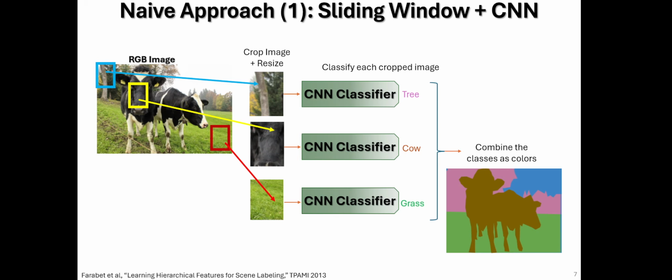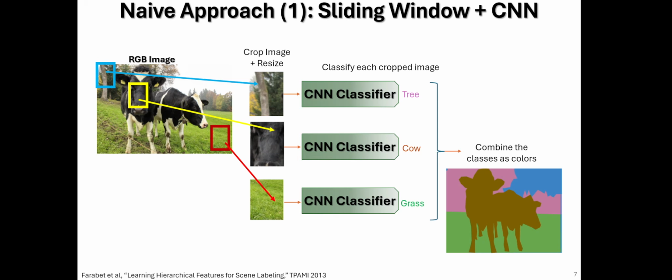So you basically take that crop, pass it through a CNN classifier, and classify it based on the number of segments you desire. For example, tree, cow, and grass. For each of these center pixels which you are cropping around, you assign a class, and later on each class will be given a color, and then finally you end up with this colored image where you have segmented each and every pixel of the image.